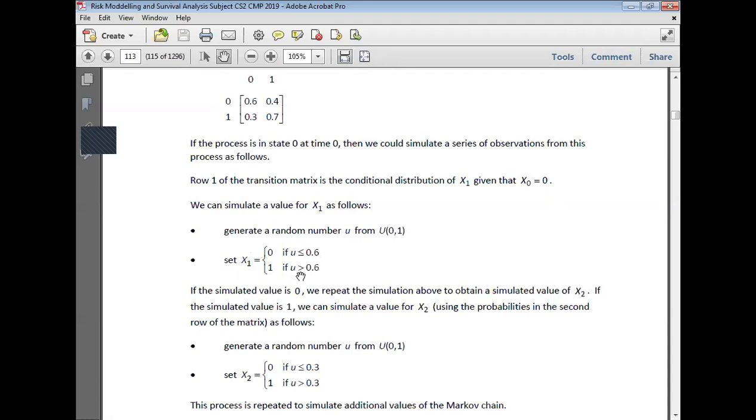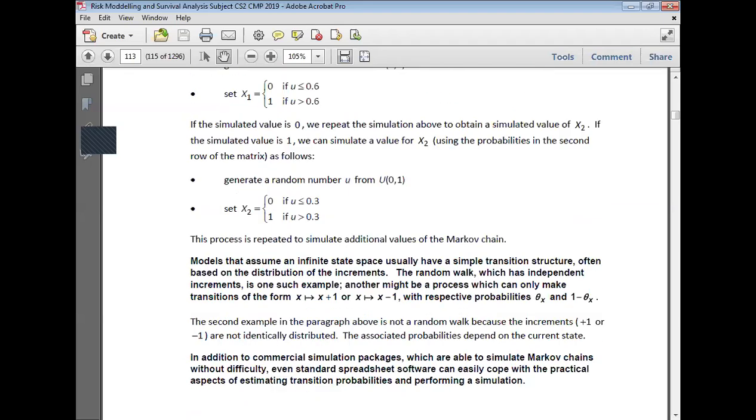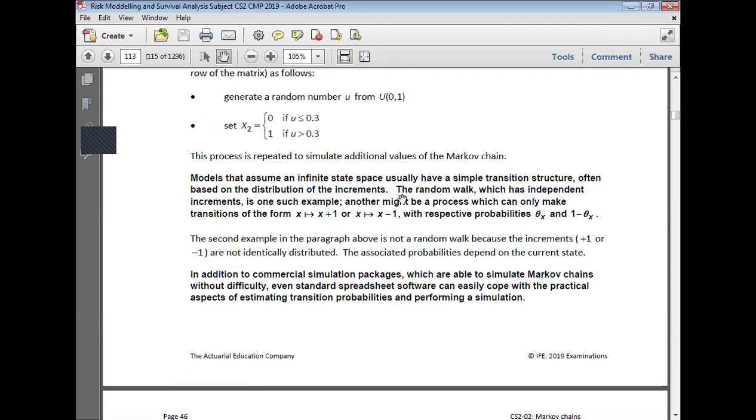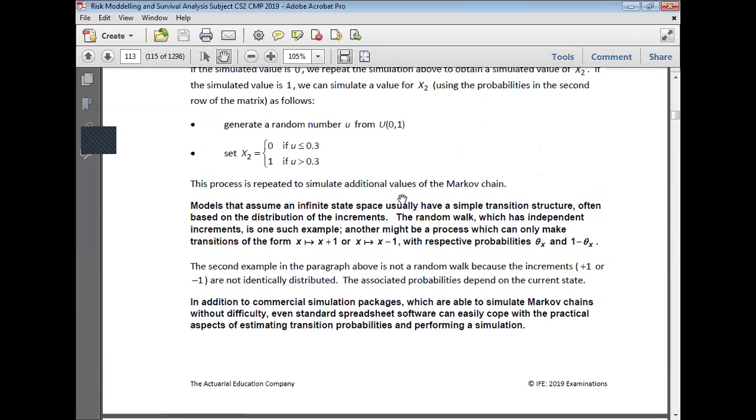So that is how you determine the conditional distribution of x1, which is for the row 1, given that x0 is 0. And the conditional distribution for x1, given that x0 is 1, will be 0.3. And again, here you will have u greater than 0.3. So I guess that was it that they were trying to say here. And that's it, I guess.